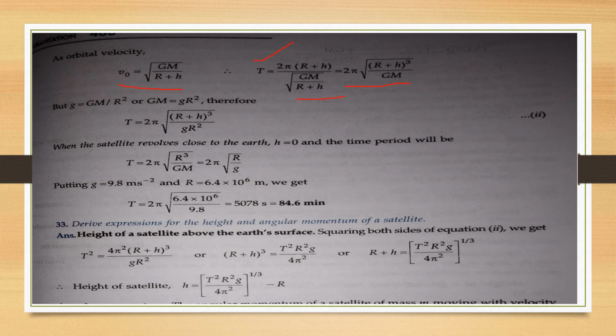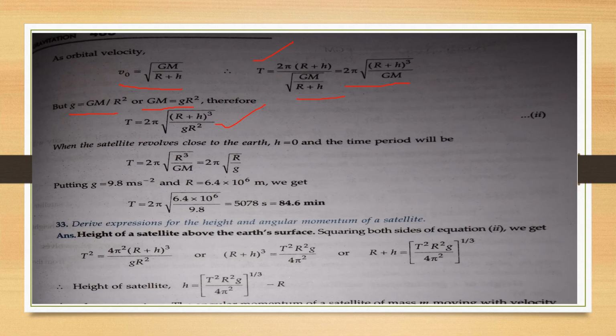And we are aware of the formula of the acceleration due to gravity on Earth's surface: g is equal to gm divided by r square. Again rearrange the terms and get the value of gm, put the value of gm, and we get the equation T is equal to 2 pi under root of r plus h whole cube divided by gr square.